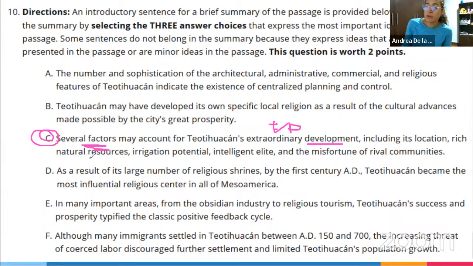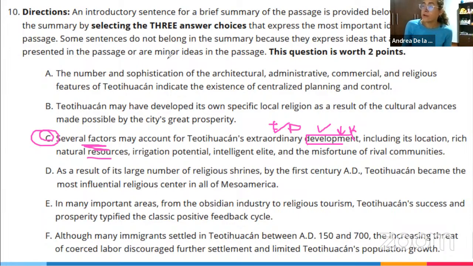They talk about different things. They're not just focusing on the obsidian, for example. They're focusing on everything, right? A little bit of everything. And they talk about Teotihuacan's development in a good way. And development, we know that that was a key idea. So option C is definitely one of them.